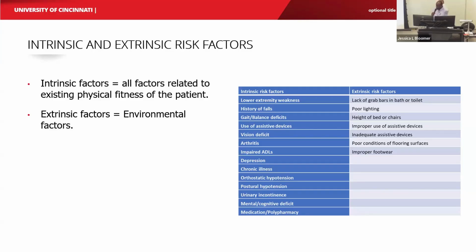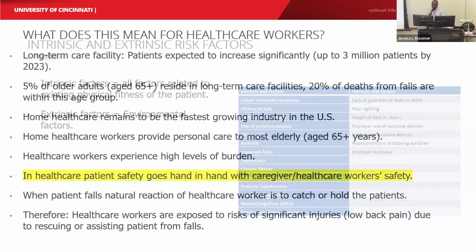Extrinsic factors will be due to the environmental conditions, as I've said, maybe lack of grab bars and somebody fell, housekeeping conditions, slips, trips and falls, height of bed or chairs, the lack of using assistive devices, poor conditions of the floor, and all this kind of stuff. So these are the two main factors that cause falls.